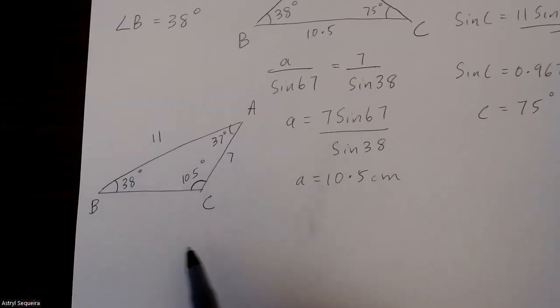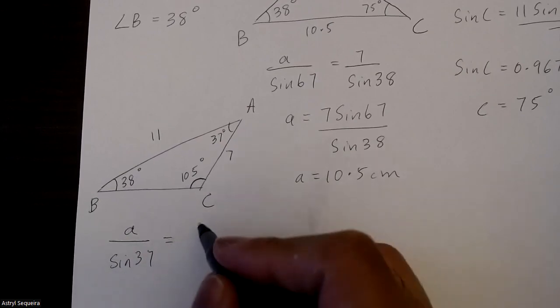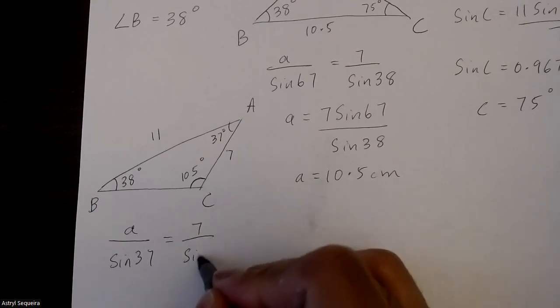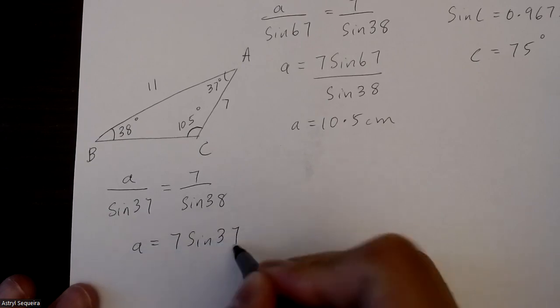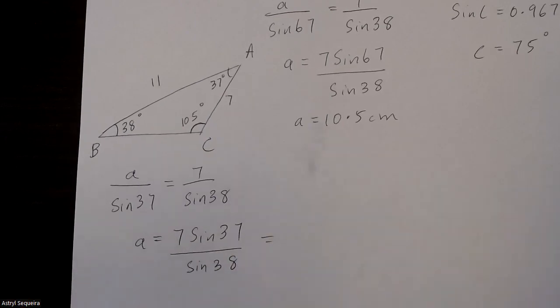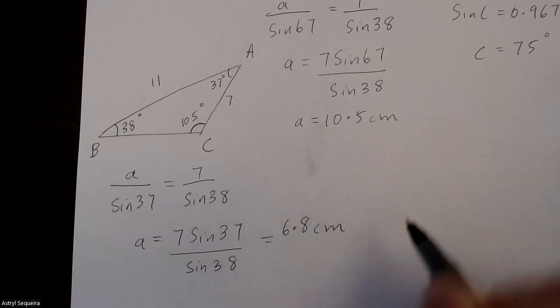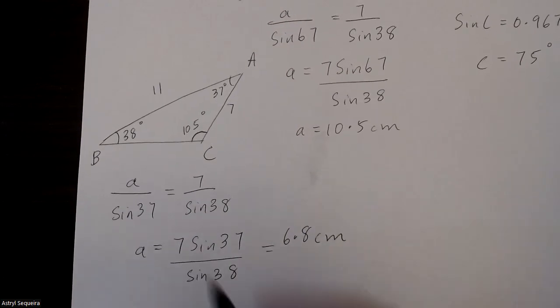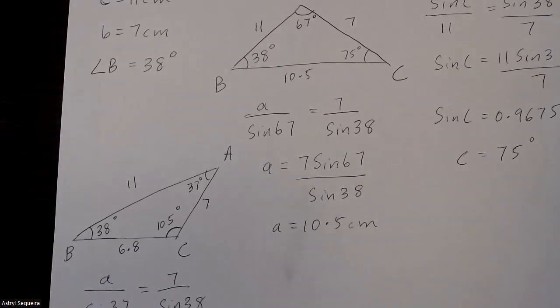And I can find small a here by doing sine law. So a over sine 37 equals 7 over sine 38. a equals 7 sine 37 over sine 38. And if I put this in my calculator, I'll get a to be approximately 6.8 centimeters in the second triangle. So in this case, both triangles, the acute and the obtuse, exist. Two triangles exist, and I found all the sides and angles in both triangles.